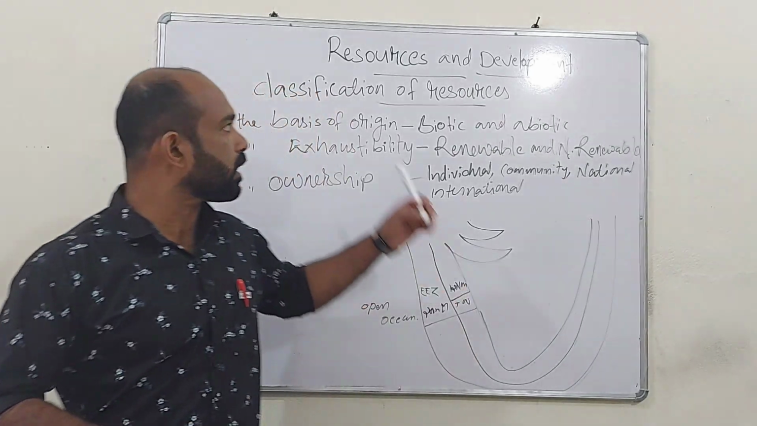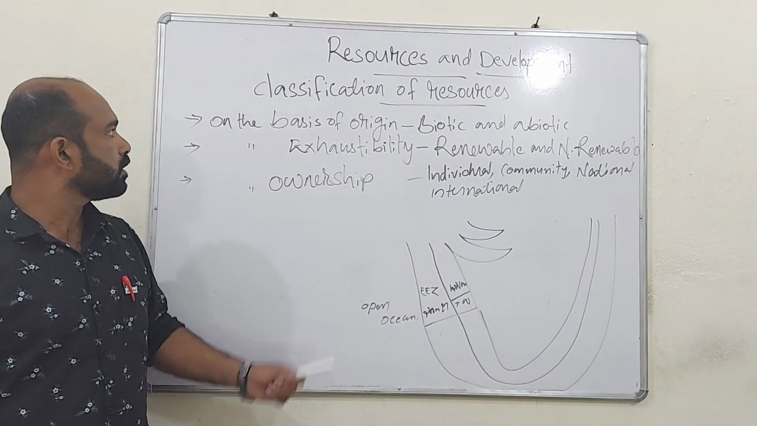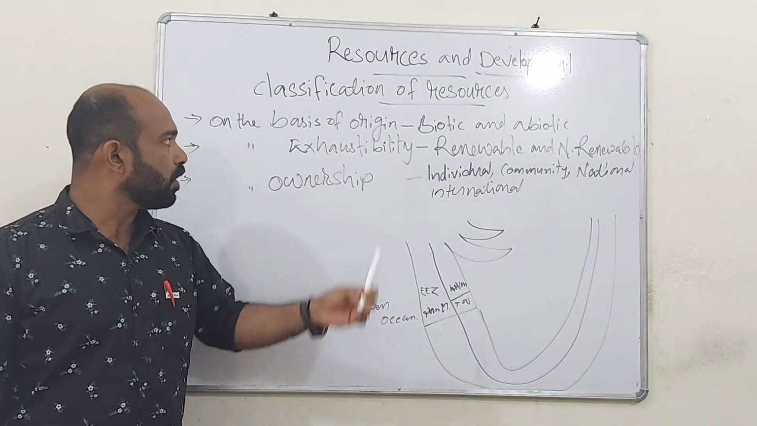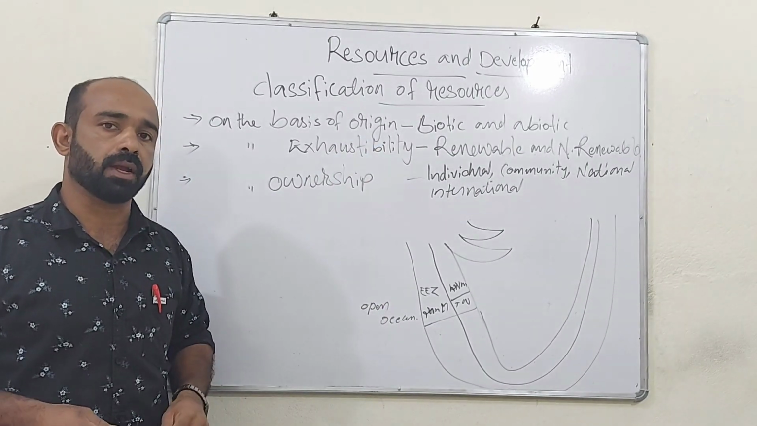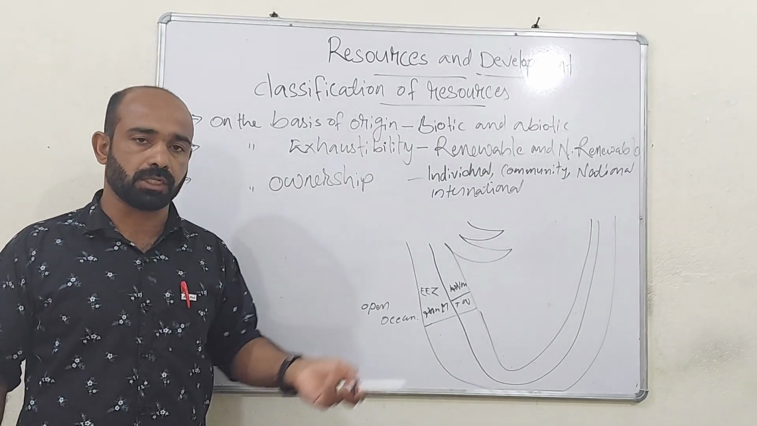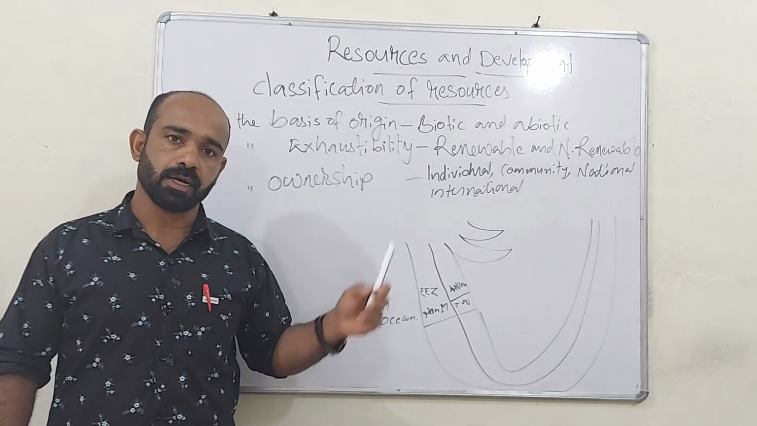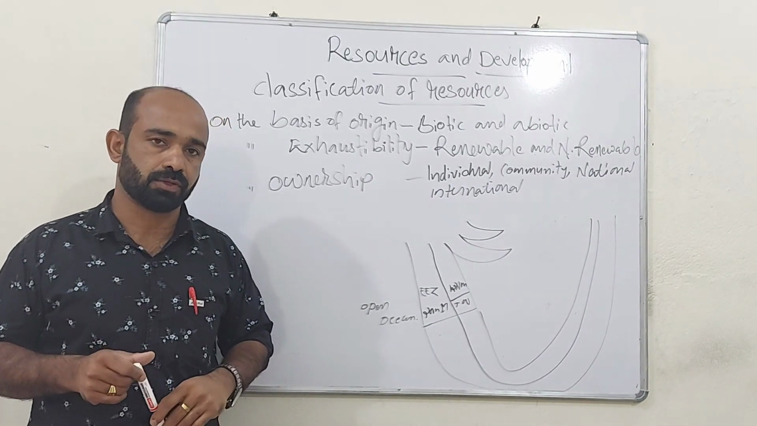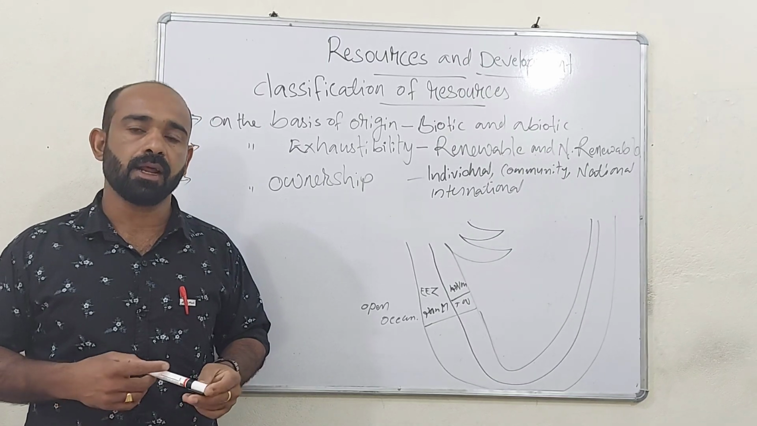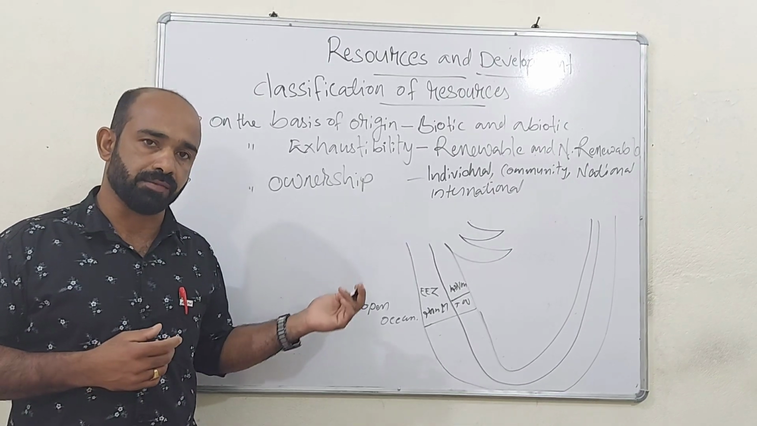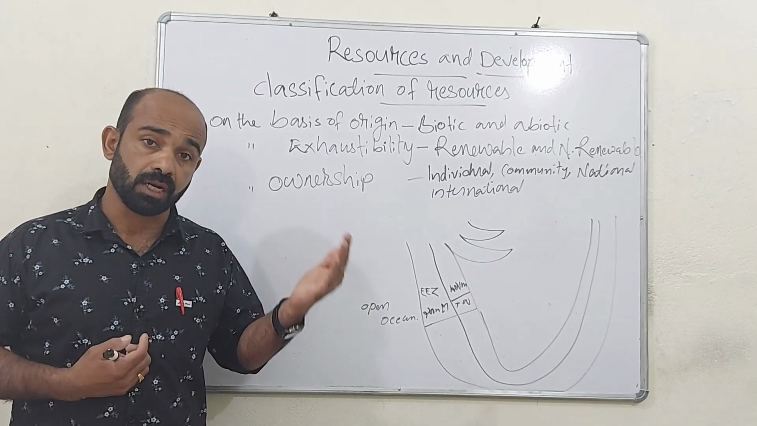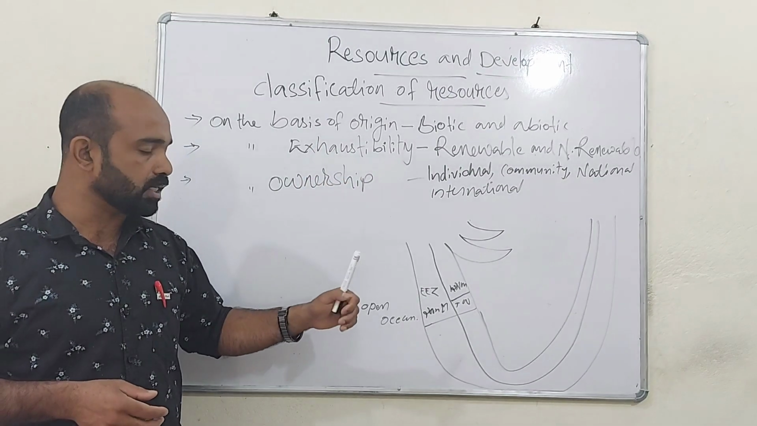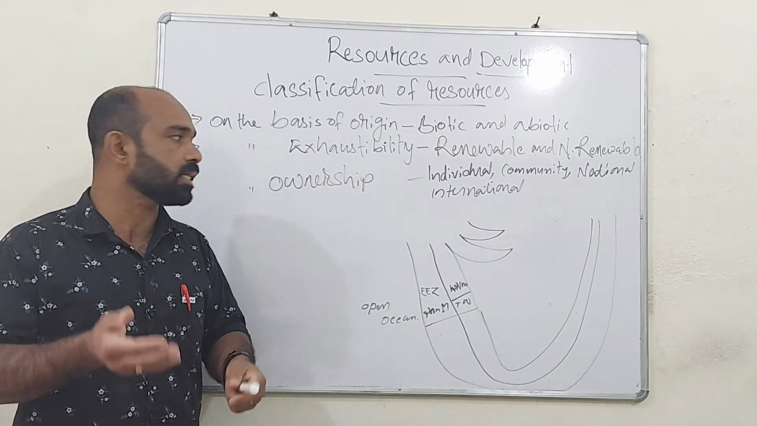Now let us study the topic classification of resources. Resources are classified into four groups on the basis of origin. Resources are of two types, biotic and abiotic. On the basis of exhaustibility, resources are also of two types, renewable resources and non-renewable resources. On the basis of ownership, resources are of four types: individual, community owned, national and international. And on the basis of status of development, resources are also of four types: potential resources, developed resources, stock and reserve. First of all, let us see these three sections, and on the basis of status of development, we will see the next section.